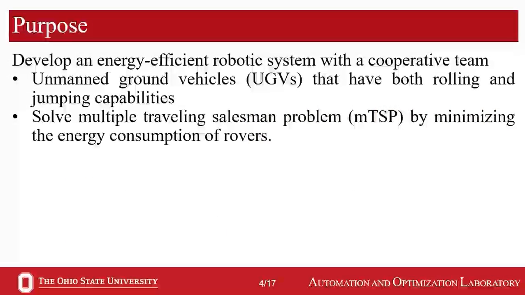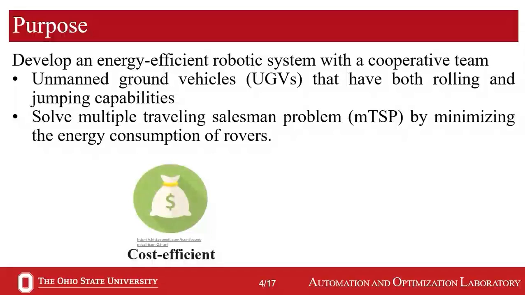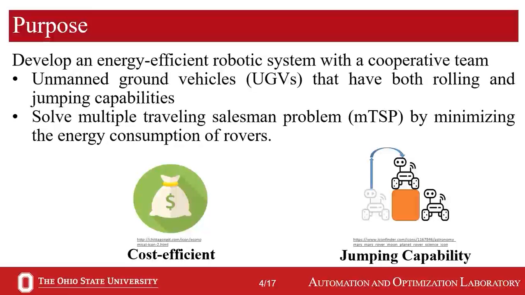The main purpose of this research is to develop an energy-efficient robotic system with a cooperative team of jumping rovers that have both rolling and jumping capabilities to solve multiple traveling salesman problems by minimizing the energy consumption of rovers.